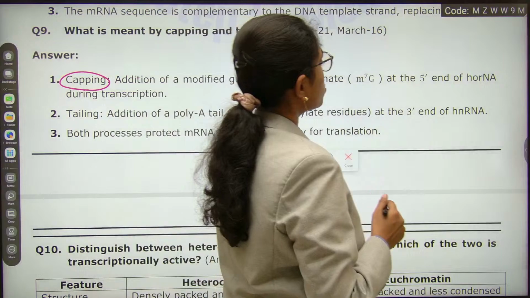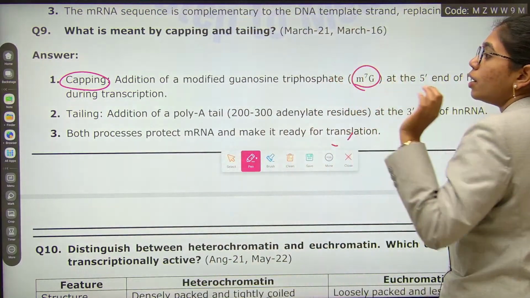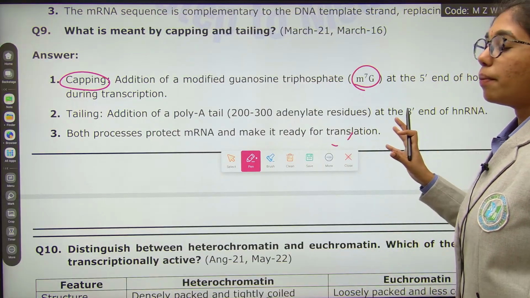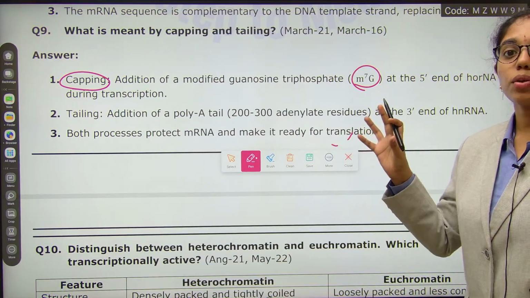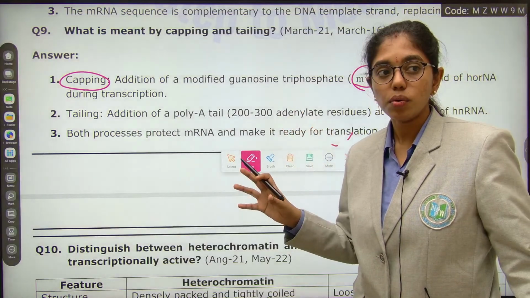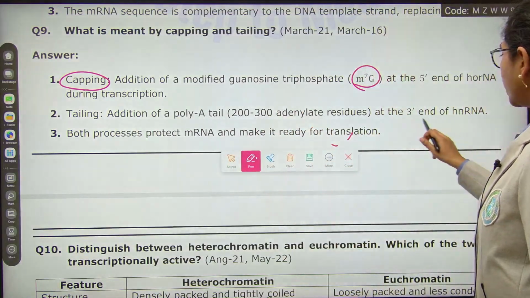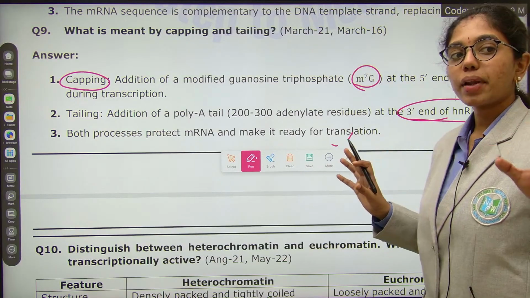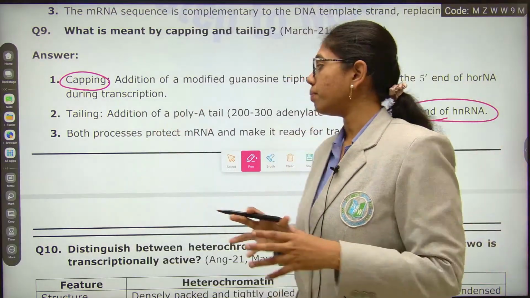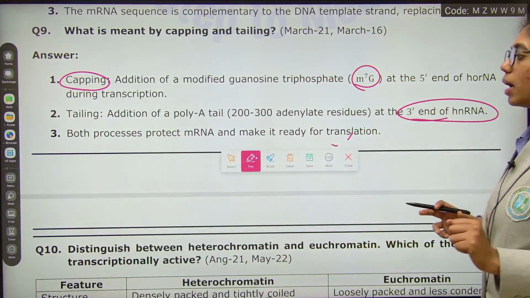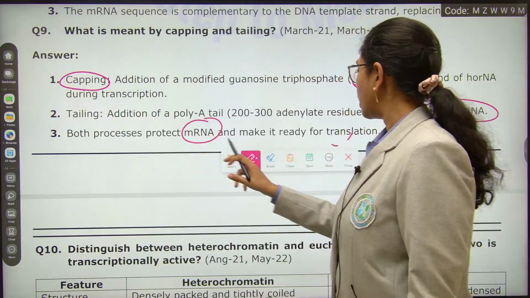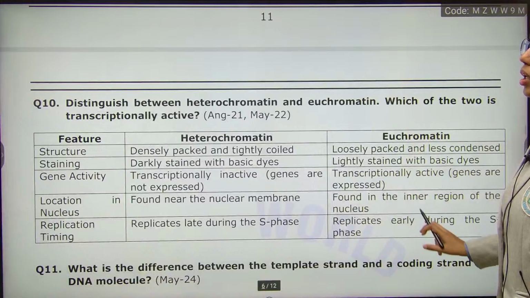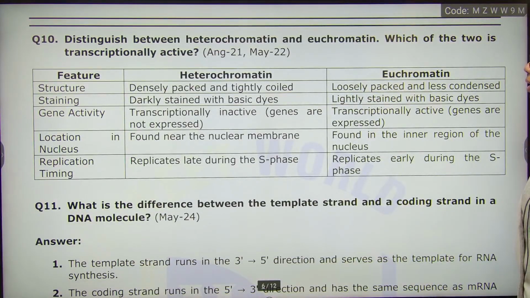Modified guanosine triphosphate is added at the 5 prime end of the mRNA strand. Tailing, or poly A, means multiple adenine residues, like 200 to 300, are added at the 3 prime end of heteronuclear RNA. Both processes, 5 prime capping and 3 prime tailing, protect the mRNA and make it ready for the translation process. Okay.